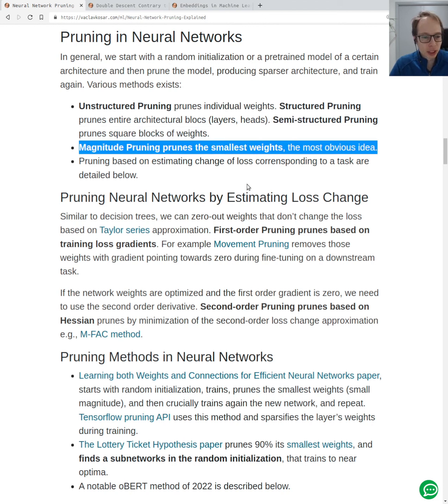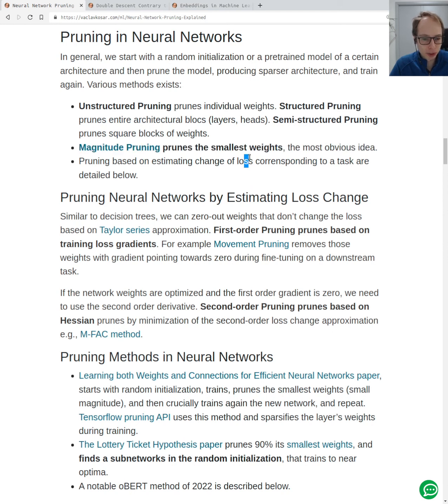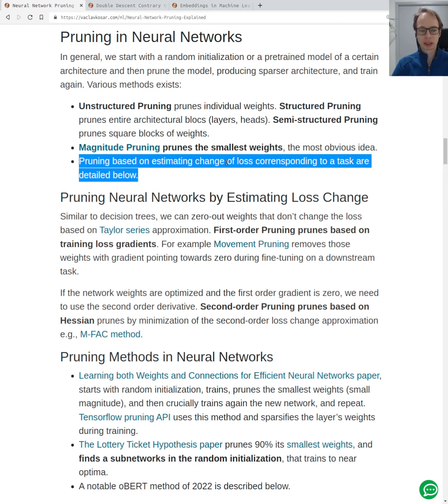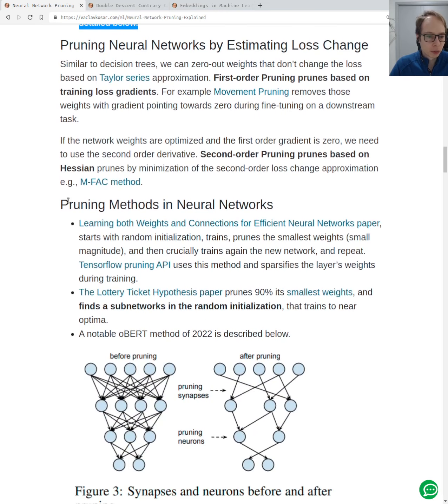Magnitude pruning is the most obvious idea you could think of for pruning: you just prune the smallest weights. However, we can also think about a more general approach of looking at the approximation of change in the loss for a corresponding task, and then cut weights that don't contribute to achieving our goal of loss optimization. So we can prune networks by estimating the loss changes.